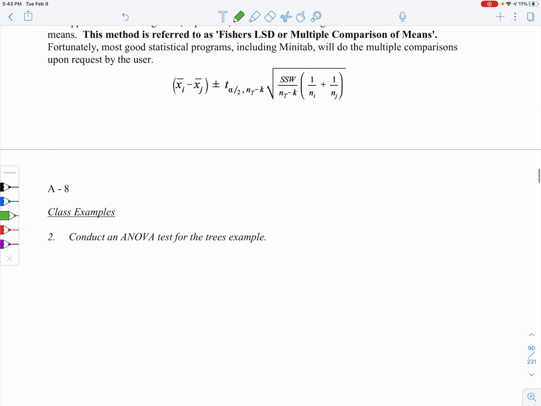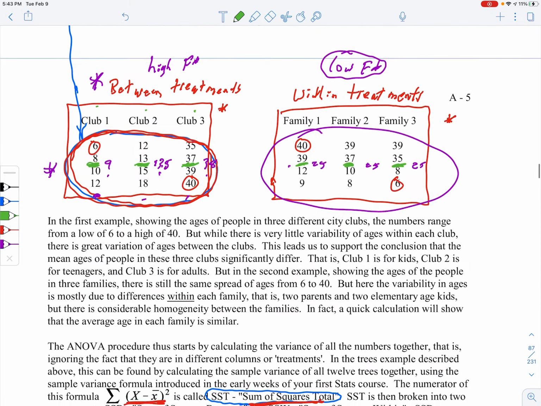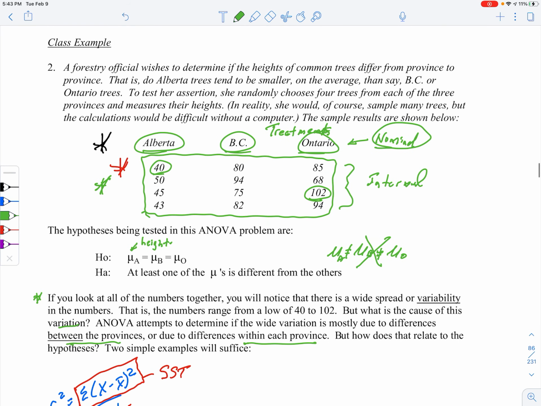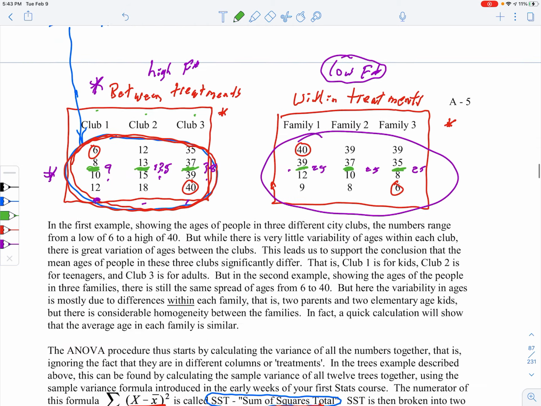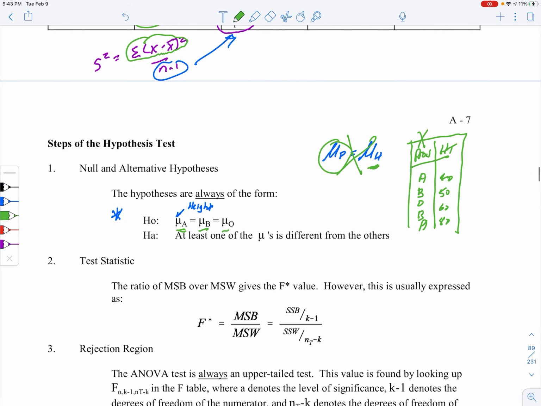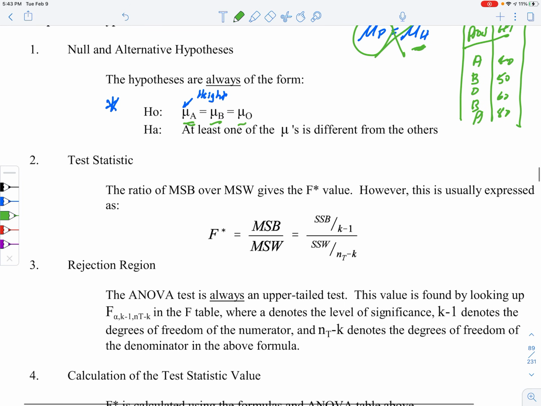Let's go back to our original problem. Right there. So this is unstacked data. The heights are already put underneath the various treatments. Okay, so that's really important in terms of setting up your hypotheses here: it's the mean height of Alberta trees is equal to the mean height of BC trees is equal to the mean height of Ontario, against the alternative of at least one difference.